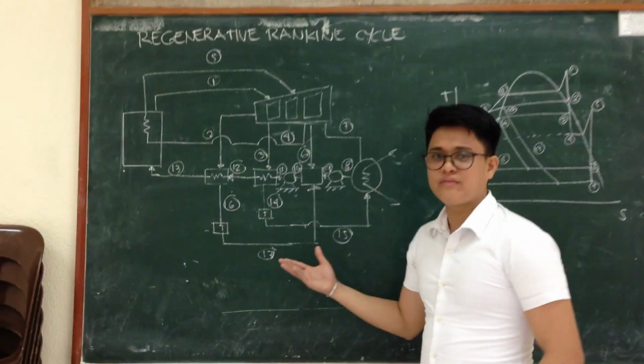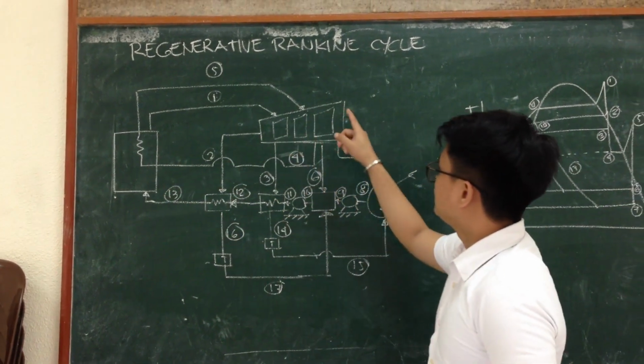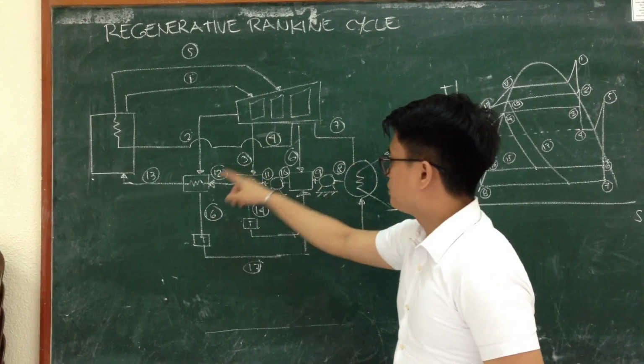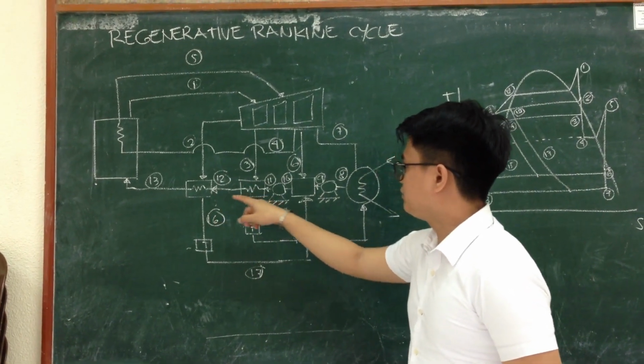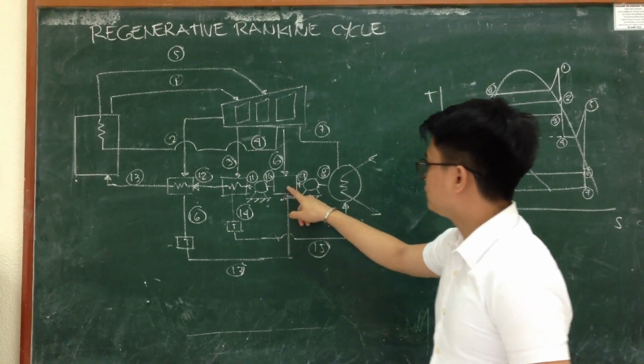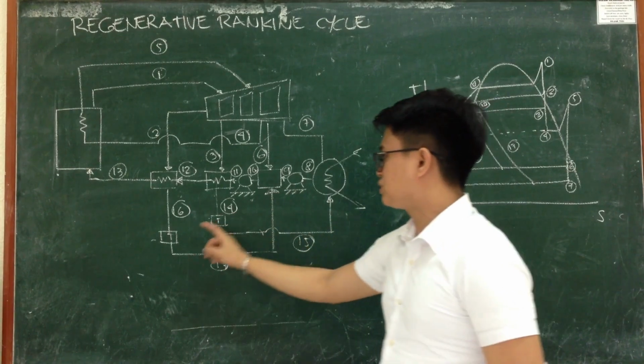So as you can see, we have a diagram here. We have a boiler. We have also a turbine, two open feed water heaters and a closed feed water heater, and we have also a condenser. And we have two pumps and also two traps.